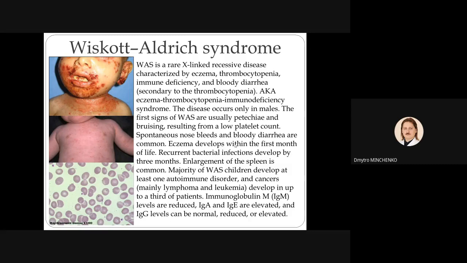Eczema develops within the first months of life. Recurrent bacterial infections develop by 3 months. Enlargement of the spleen is common. The majority of Wiskott-Aldrich children develop at least one autoimmune disorder, and cancers, mainly lymphomas and leukemias, develop in up to a third of patients. Immunoglobulin M levels are reduced. Immunoglobulin A and E are elevated, and IgG levels can be normal, reduced, or elevated.